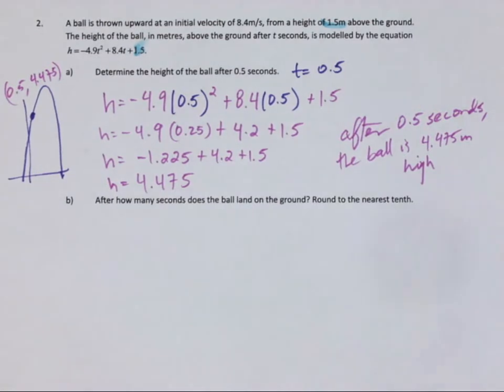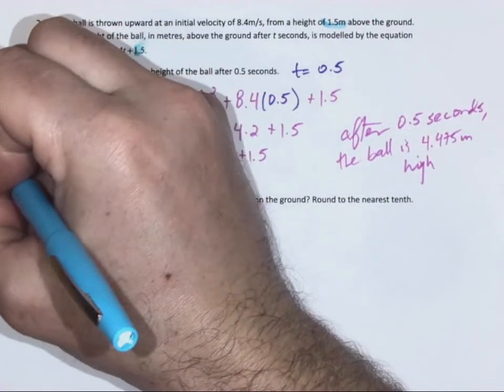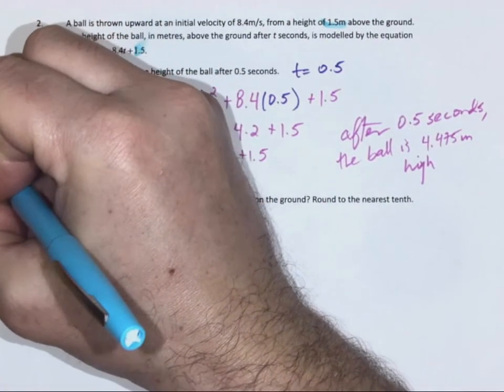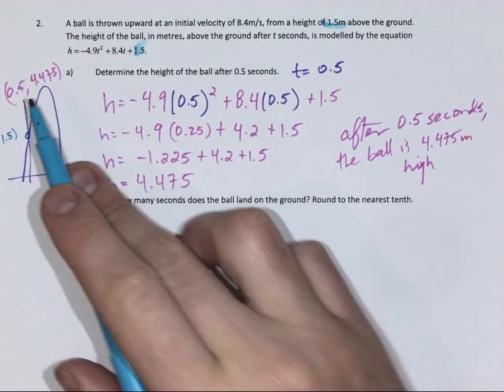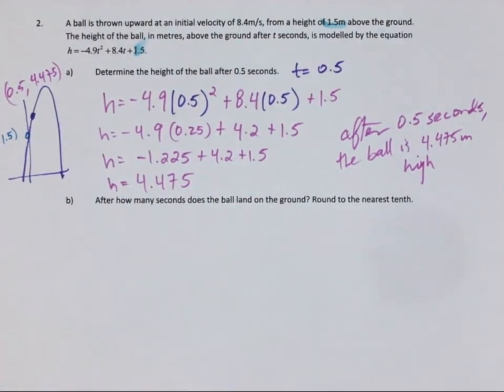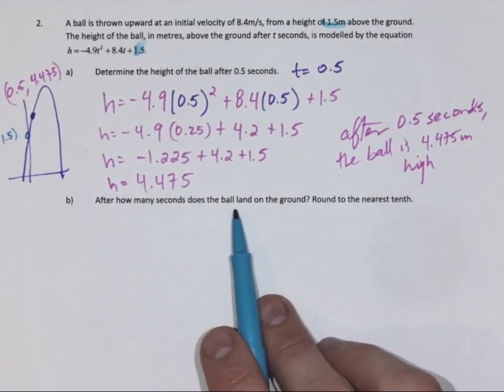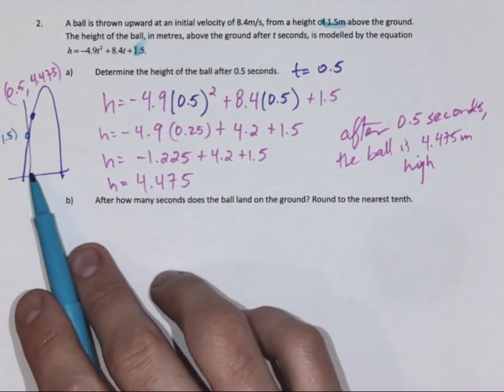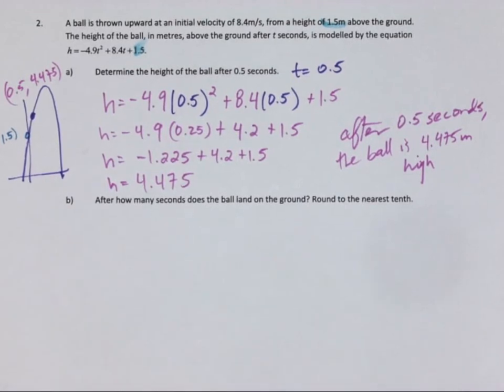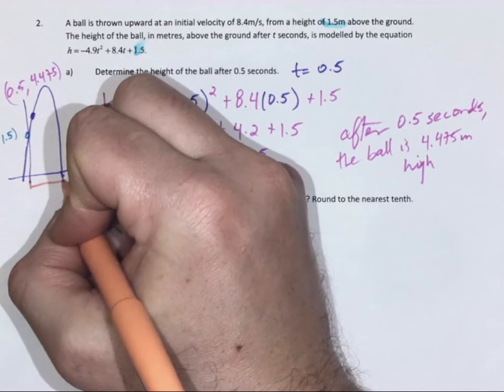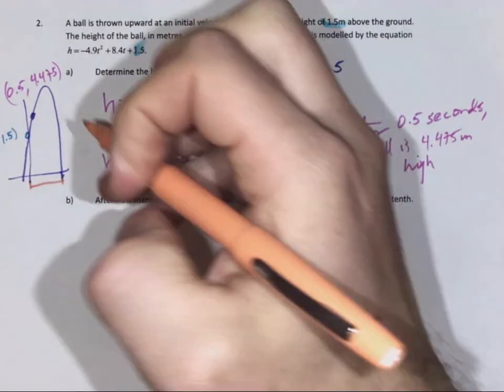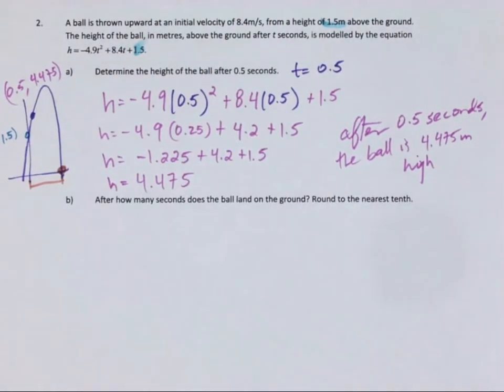We have a y-intercept of 1.5. We don't know our x-intercepts, we don't know our vertex. After how many seconds does the ball land on the ground? So we want to know at what time. What is our x-intercept? That's how long it's in the air. Our x-intercept is when it lands on the ground.